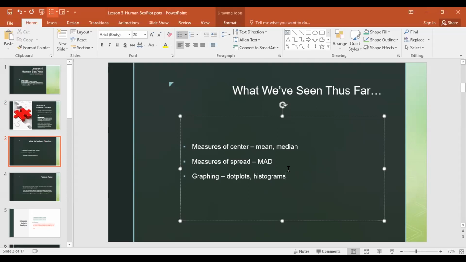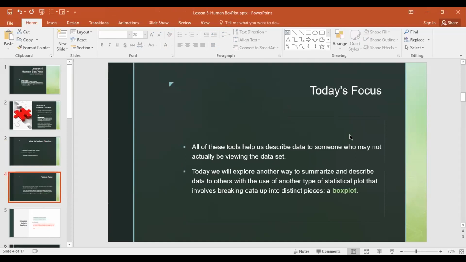And then as far as graphing and visuals go, we've done dot plots. We've seen our data distribution in dot plots. We've seen them in histograms. And then today we're going to add on with box plots, okay? All right, so today's focus is all of these tools help us describe data to someone who may not actually be viewing the actual data set. So I can describe data to someone using the mean, the median, a visual representation, the MAD, right? And they don't even have to see the data set.